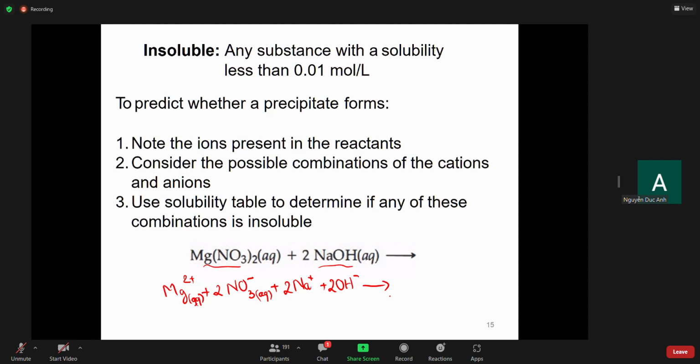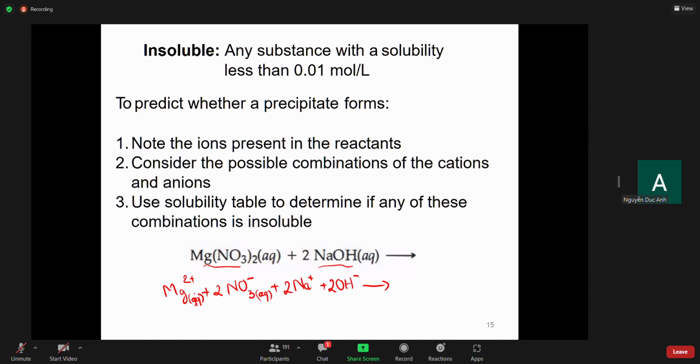So now you have to move to the second part. Consider the possible combinations of the cation and anion. Okay, so cations, you have magnesium and sodium. Okay, anions, you will have nitrate and hydroxyl. Okay, so when you combine this one with this one, you will have the reactants, and the reactant is dissolved in water, so it's not insoluble.